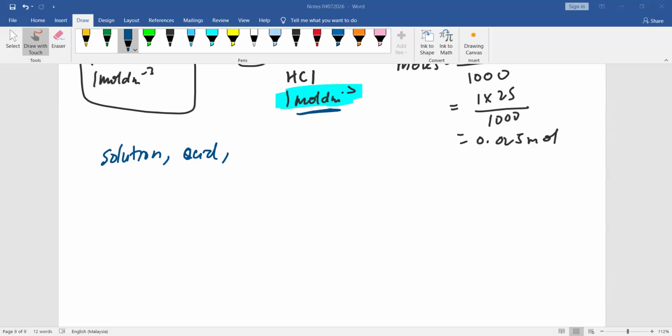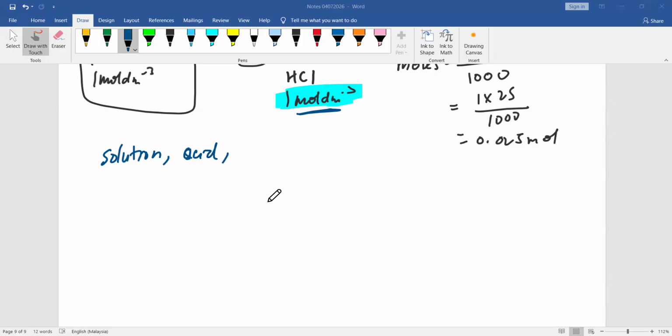Okay, how much? Which one? How much, but which one? Ammonia is not NH4. Ammonia is NH3. Remember, NH4 positive one is ammonium ion, right?